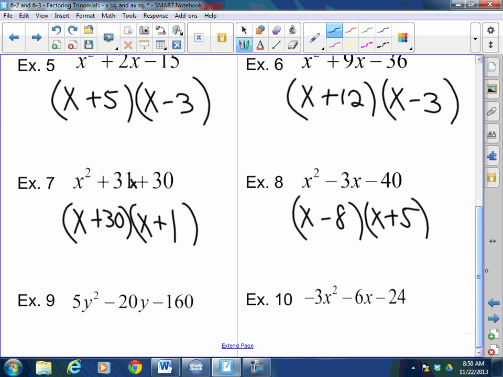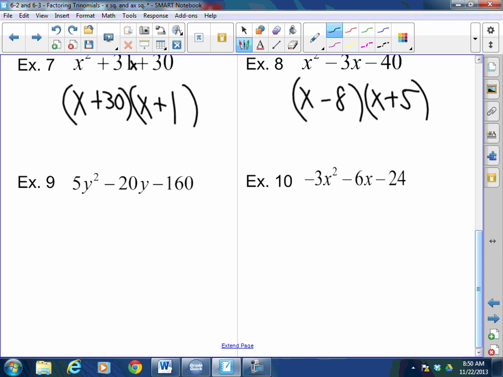It's Mickey Mouse, isn't it, guys? Okay, now let's just amp it up just a little bit. What do you think you always should try to do first? Factor out a GCF. So I'm going to factor out a 5. I got y squared minus 4y minus 32, no? Yeah, 32. Okay, now we have a trinomial.